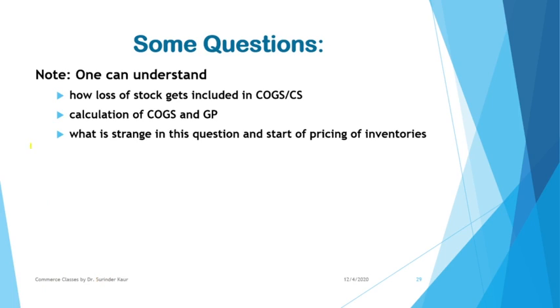Number one is how loss of stock gets included in cost of goods sold or closing stock. I think it should be clear to you through the two methods. Next is calculation of cost of goods sold and gross profit. I hope this is known to you. Now, what is so strange in this question? The strange part was that this was having the same cost price, as I explained in the example also. The cost price is the same, which is not reality. In real, the cost price is going to be different.